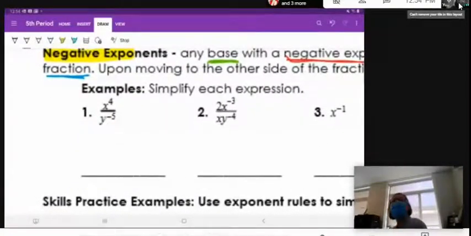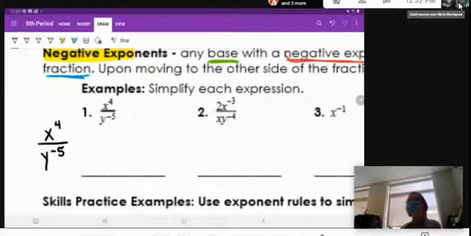We start off with x to the 4th divided by y to the negative 5. So the rule we just discussed tells us if you have a negative exponent, it takes your base and moves it to the other side of the fraction. So I'm just going to write this a little bigger so I've got some room to take some notes here. Here's how I approach these problems. If you have a negative exponent, identify the base of that negative exponent.